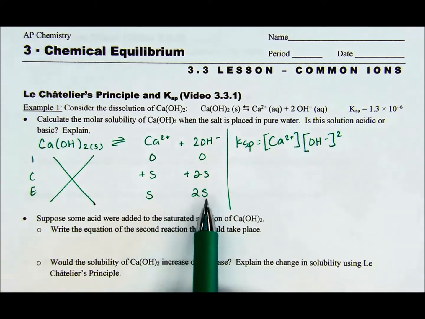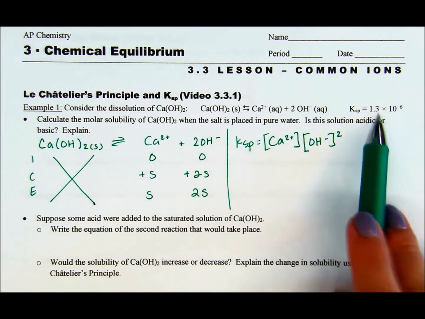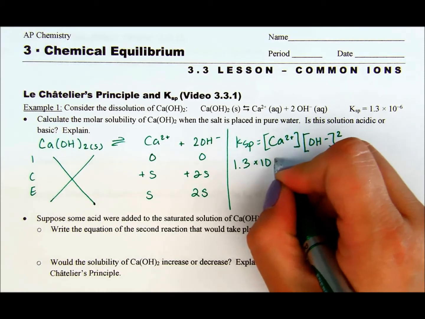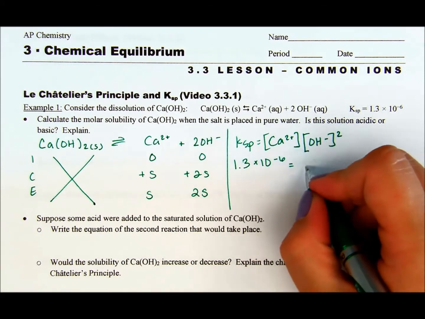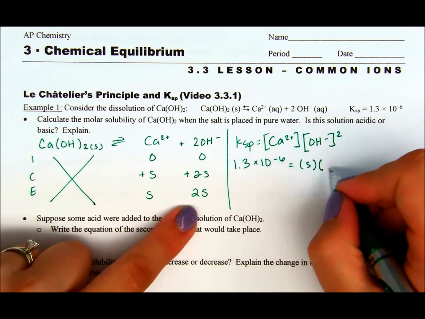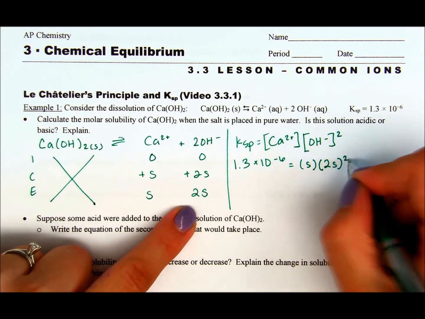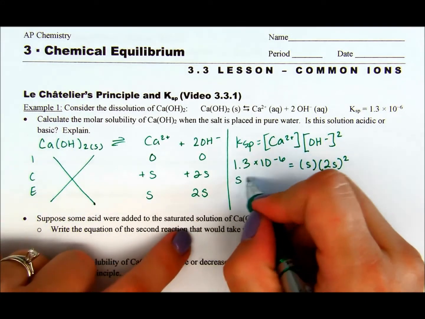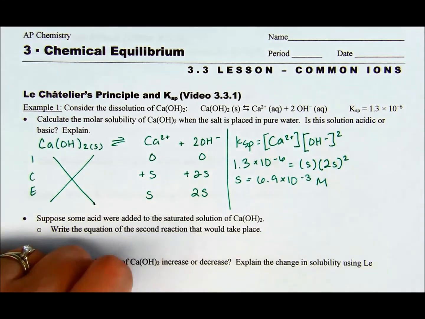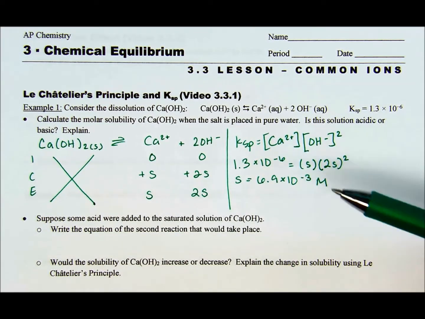Plugging in the variables that we got here, and our Ksp that is given to us: Ksp is 1.3 times 10 to the negative 6, equals, the calcium was S, times 2S squared. Solving for S, you get S equals 6.9 times 10 to the negative 3 molar. Okay, so that's our molar solubility for our calcium hydroxide in pure water.